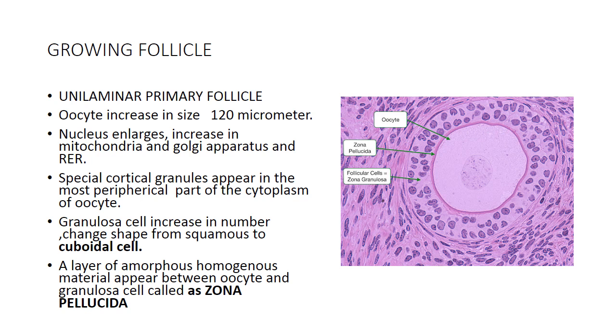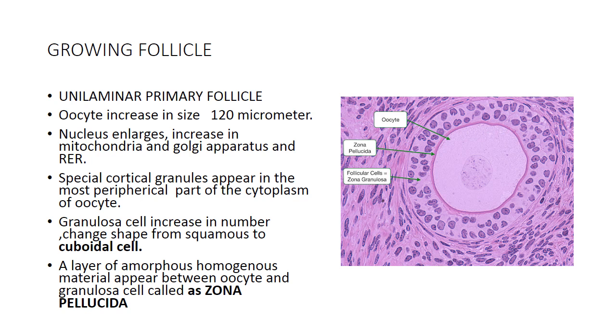The nucleus also enlarges. Mitochondria, Golgi apparatus and rough endoplasmic reticulum are present. There are special cortical granules in the most peripheral part of the cytoplasm of the oocyte, and these later give rise to a layer of amorphous homogeneous material called the zona pellucida. Outside them, the granulosa cells also increase in number, and from squamous epithelium they change to cuboidal epithelium.